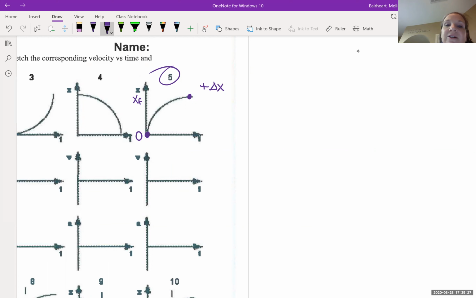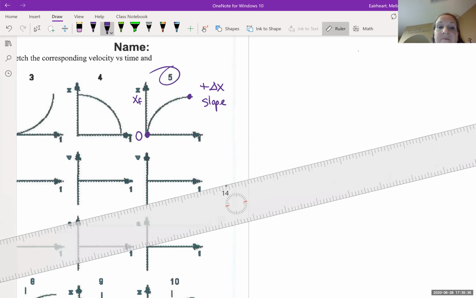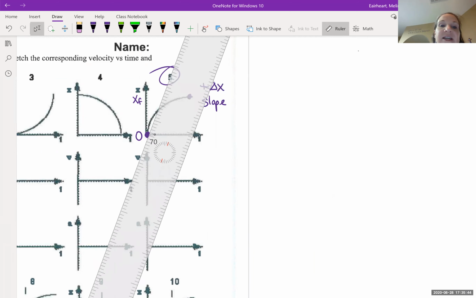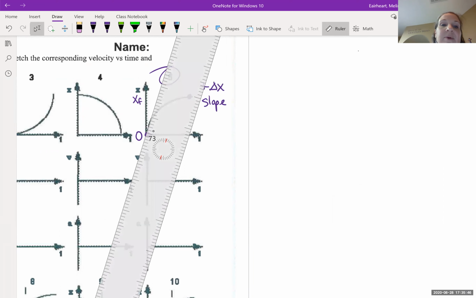And then we need to consider slope. So what is our slope doing? Well, it's not constant. And so in order to figure out what's happening, hopefully you remember in the previous video, you want to do tangent slope. And so I'm going to take this ruler and just touch the curve at one spot.